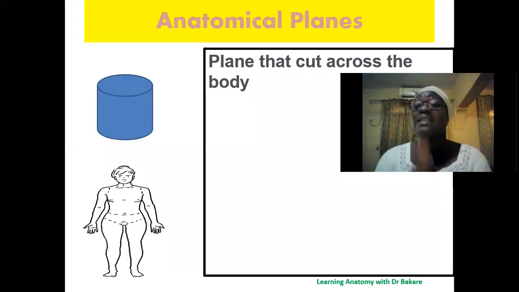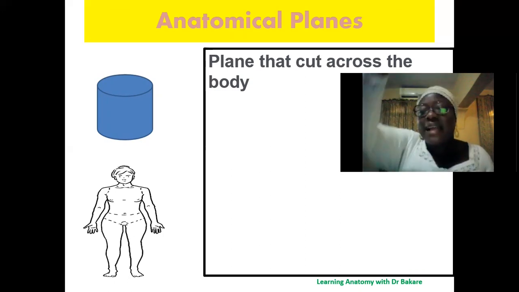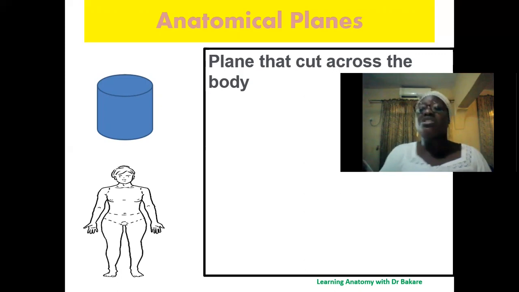So talking about anatomical planes first, we already said that the body must first be in anatomical position before we describe the type of planes that we have. So basically we have two types of planes. We have a longitudinal plane and we have the transverse plane. Longitudinal means it runs along the long axis of the body. Then we have the transverse plane, which is horizontal. So we'll be looking at these planes and seeing how they pass through the human body.